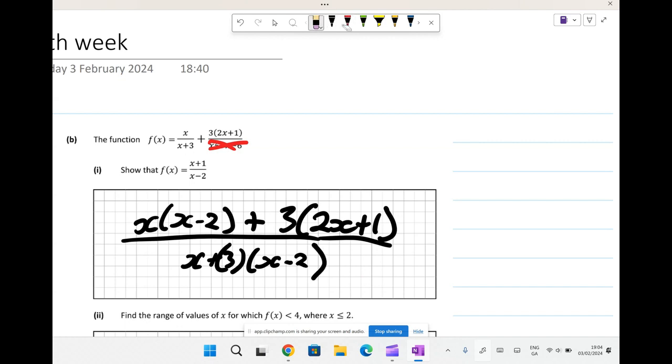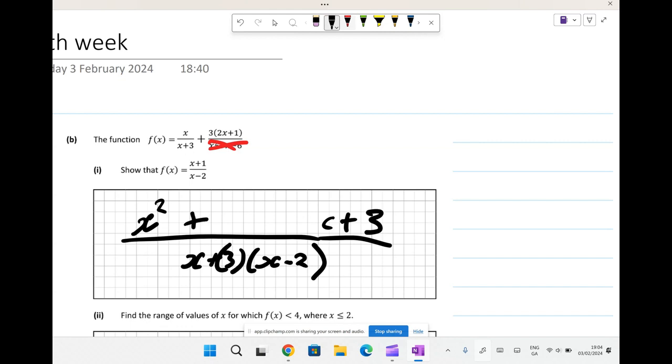But we can do this straight away. If we multiply everything by 3, we'll get 6x plus 3. And then this over here is going to be x squared minus 2x. So we're going to add 6, so that's going to be 4x. And so we have x squared plus 4x plus 3.